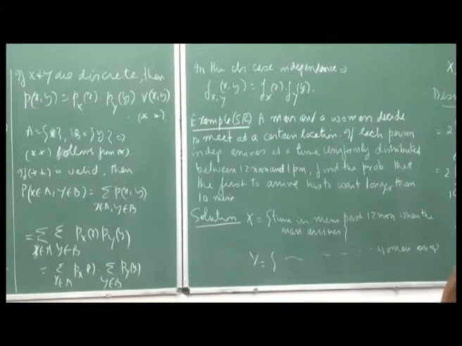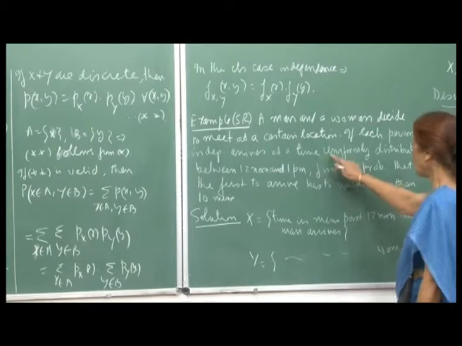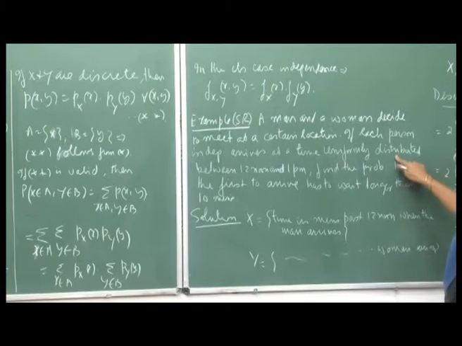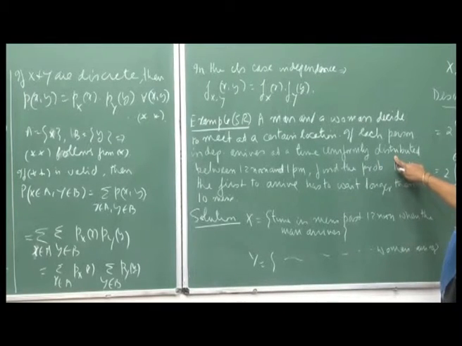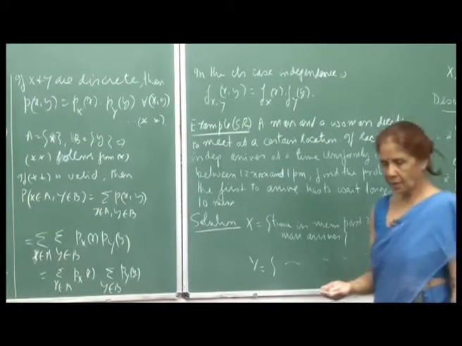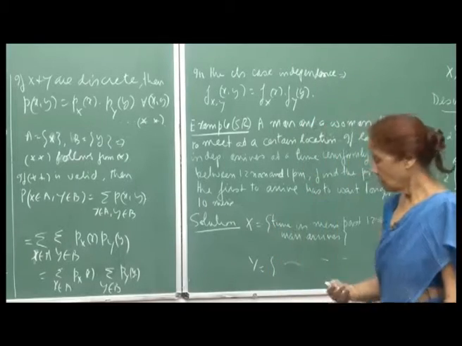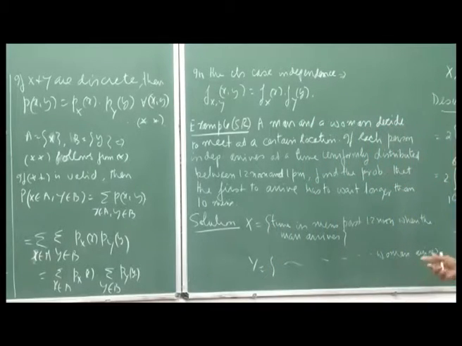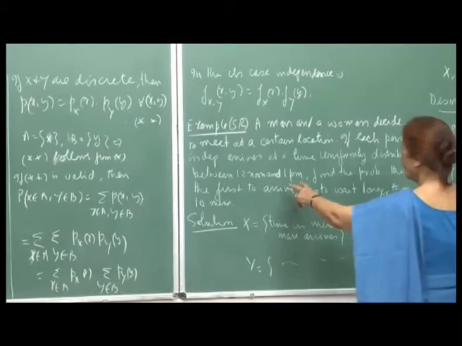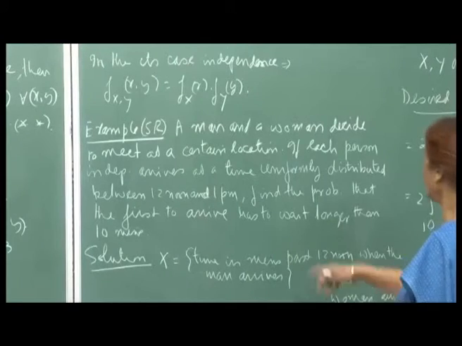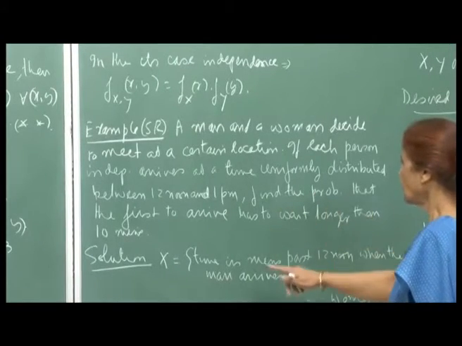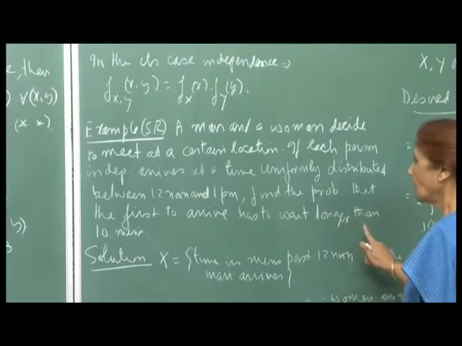So, here a man and a woman decide to meet at a certain location. If each person independently arrives at a time which is uniformly distributed between 12 noon and 1 p.m. So, the arrival times of both the man and the woman are random variables, and the time is between 12 noon and 1 p.m. Now, you have to find the probability that the first to arrive has to wait longer than 10 minutes.